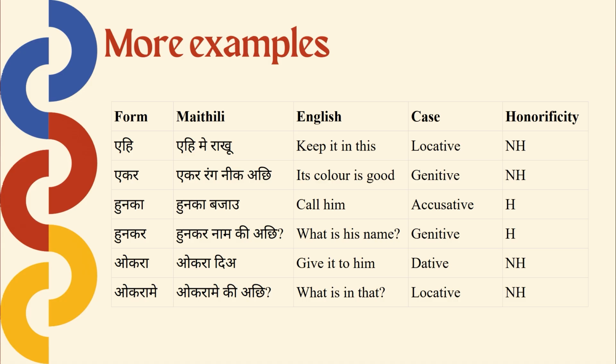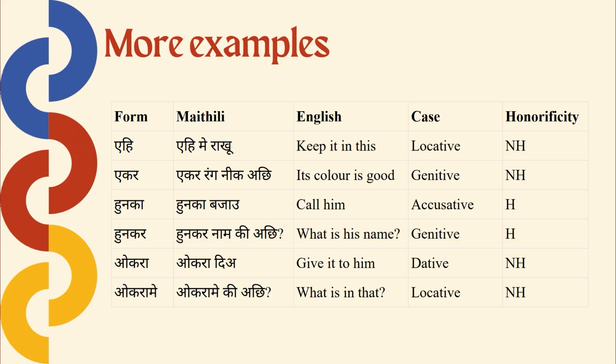Hunka bajao, call him. We looked at this particular example previously. Hunka naam ki ach, what is his name? So again, as soon as you hear the hunkar demonstrative form, you have to first of all understand that it is something which is remote, then it is something which is human because the honorific form has been used. So what is his name? Hunkar naam ki ach. Okay.